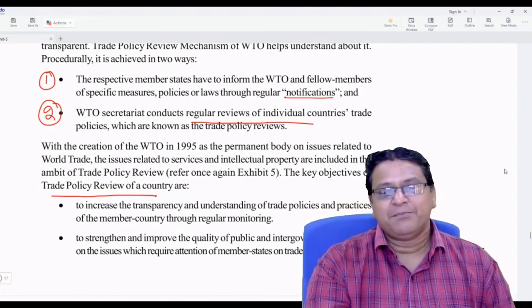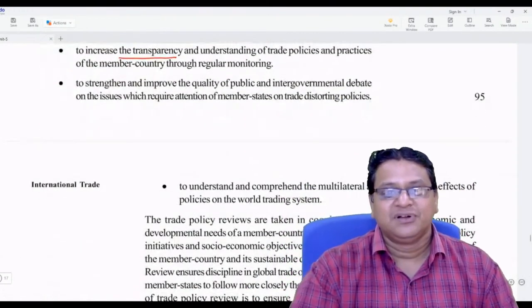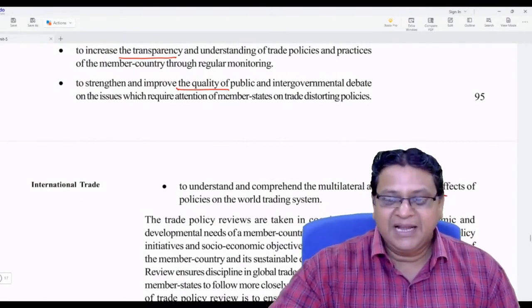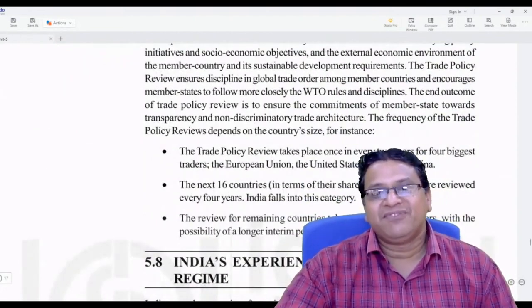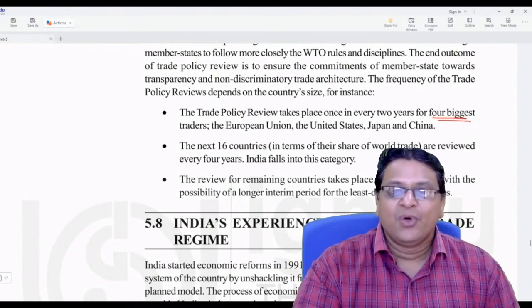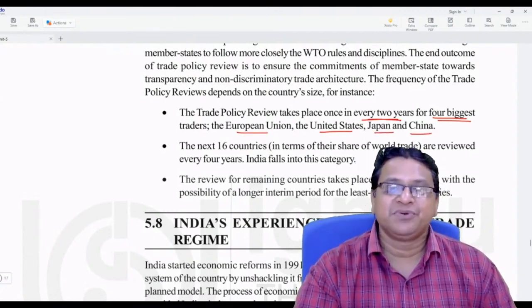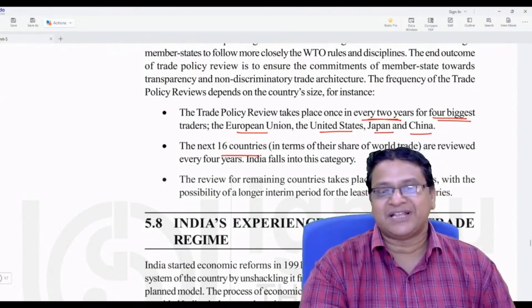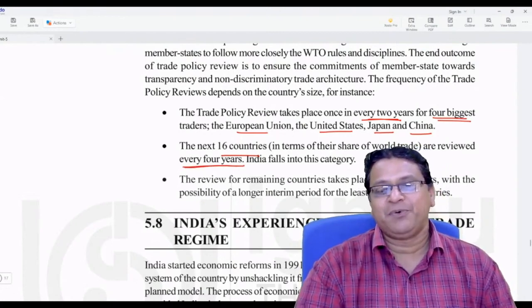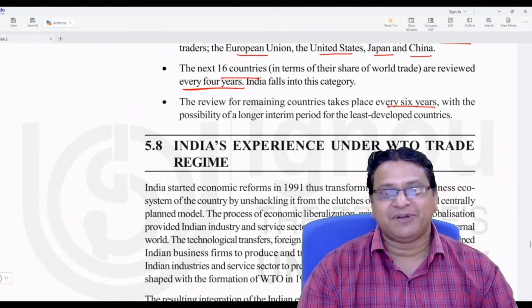Trade policy reviews are made by WTO for different member countries to increase transparency in trade policy, to strengthen the quality of public life, and to understand the assessment of the effect of trade policies. The trade policy review is done periodically for different types of member countries. Let's take an example. For four major economies, trade policy review is done once in 2 years. What are the four major economies? For the European Union, the USA, Japan, and China, trade policy review is made once in 2 years. For the next 16 countries, within which India also comes, the trade policy review is made once in every 4 years. And for the rest of the countries, the trade policy review takes place once in every 6 years. So trade policies of different member countries are reviewed by WTO.